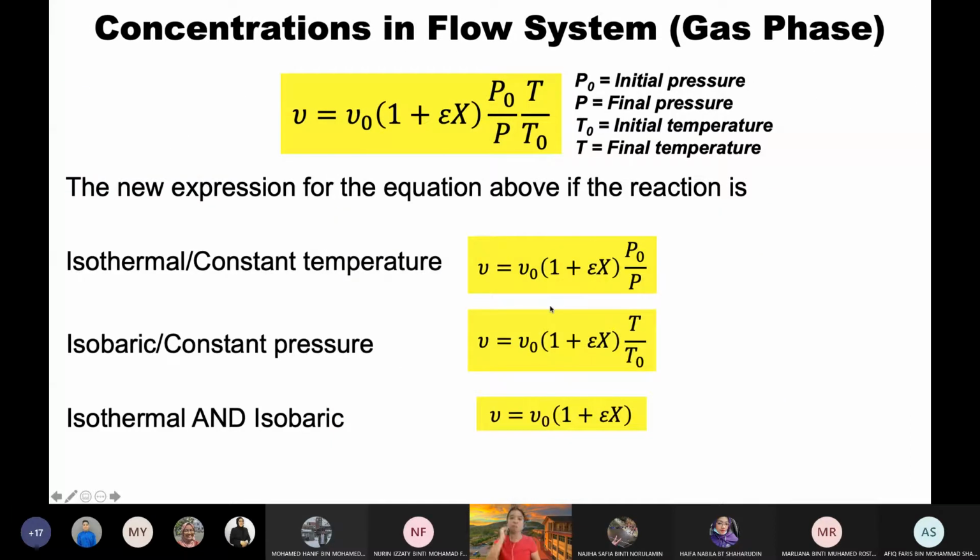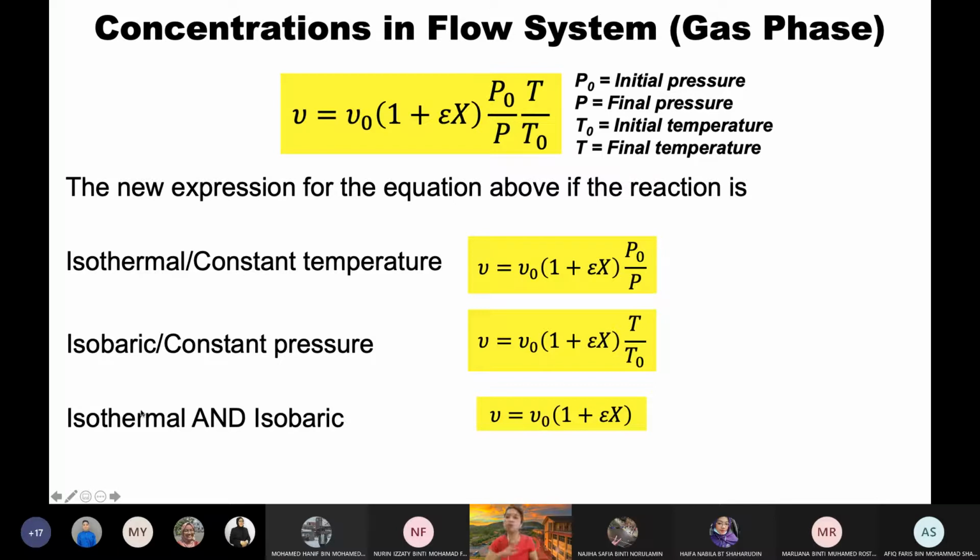Okay, so again next part. This slide shows you okay, ya the equation yang volumetric flow rate dengan initial volumetric flow rate. As you can see that, the equation pun tak fix, right? Because as I told you, kalau dia adalah isothermal, part T per T naught tu tak ada. Okay, kalau dia isobaric, part P naught per P tu tak ada.